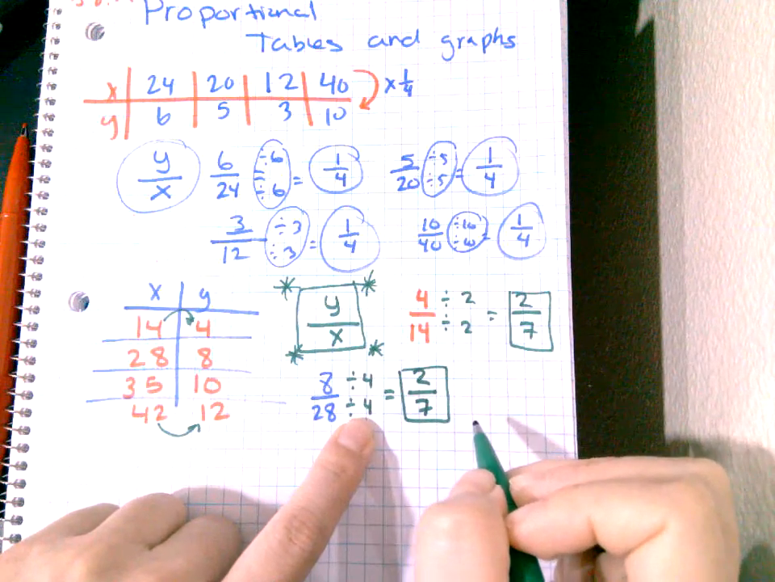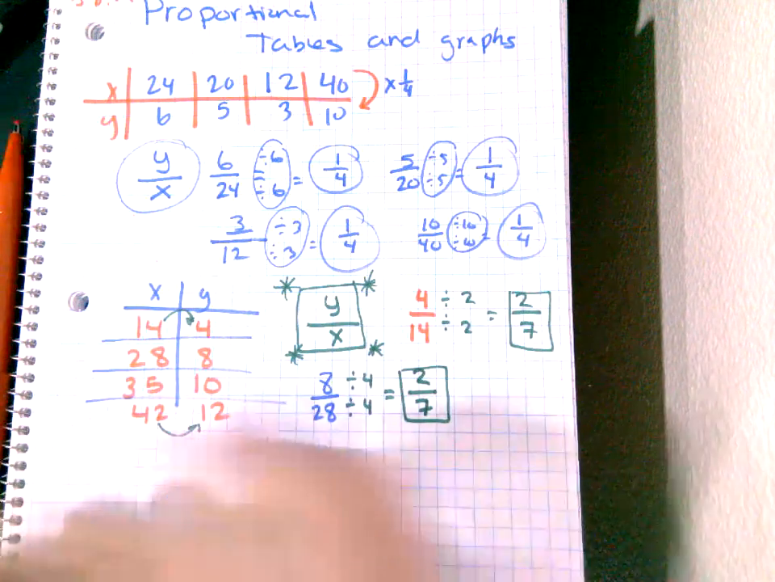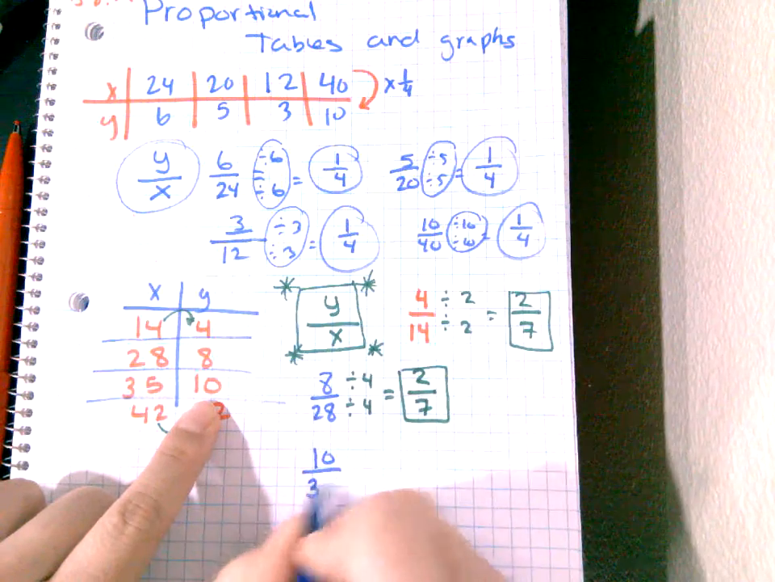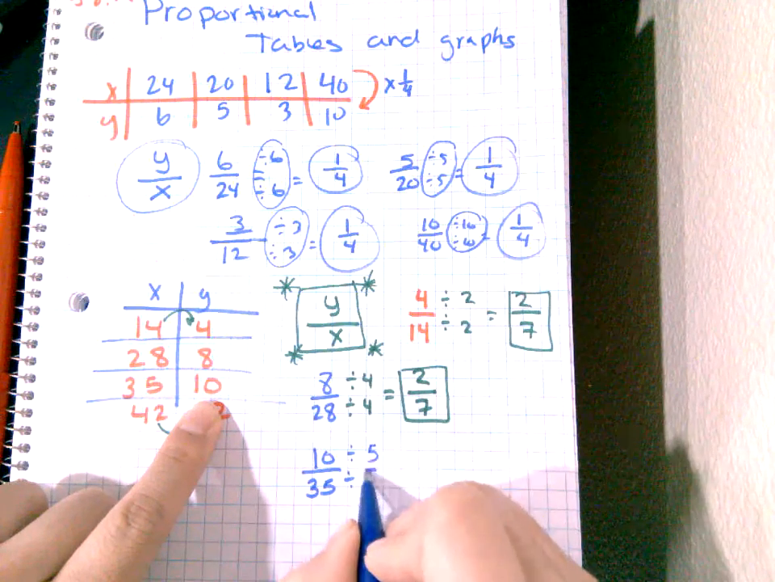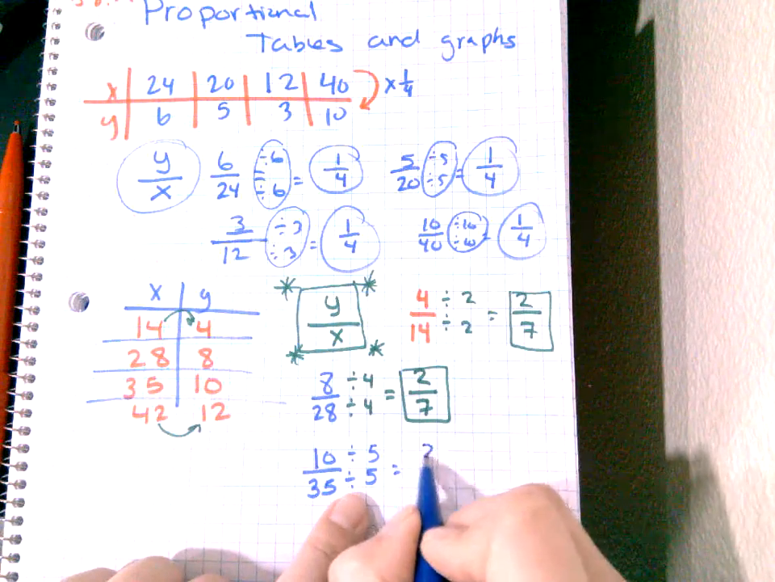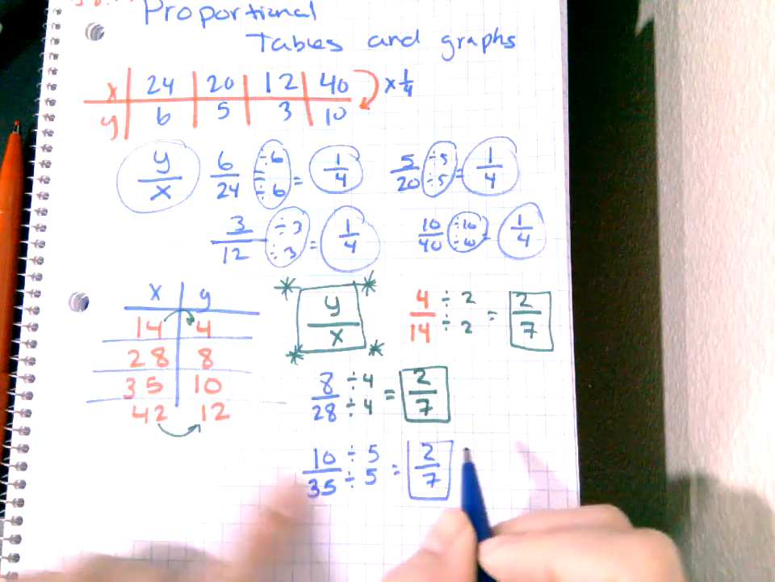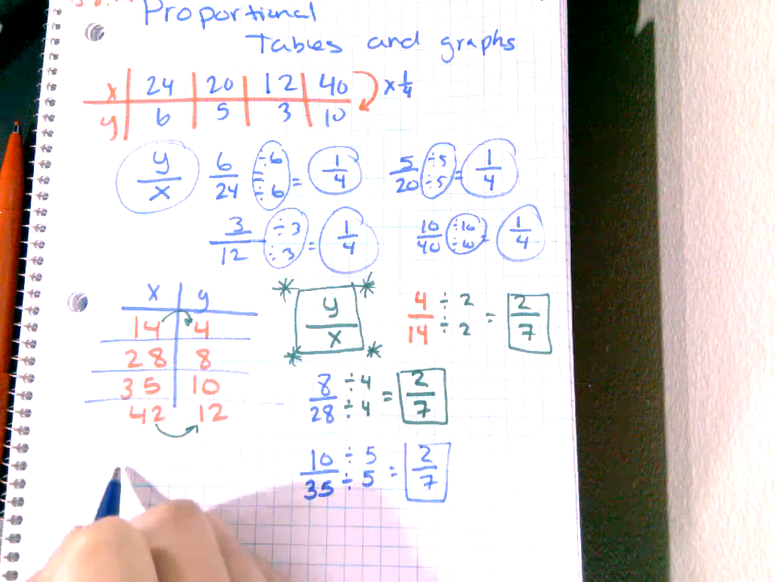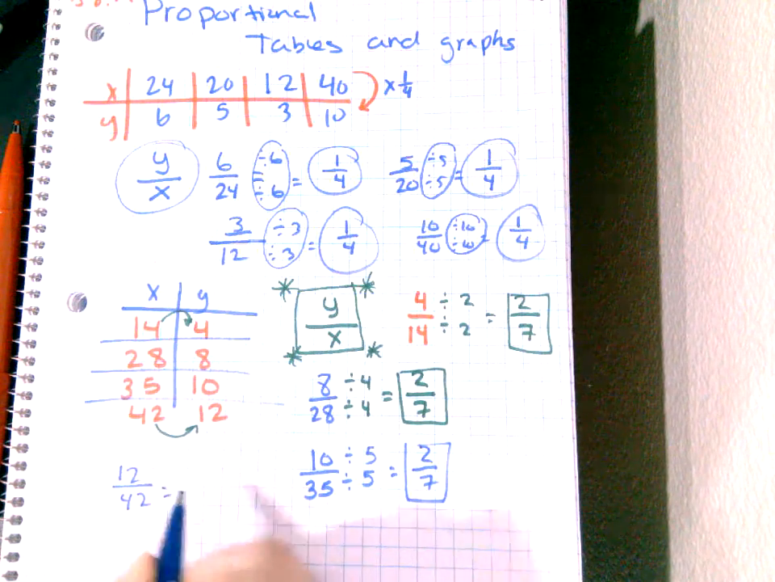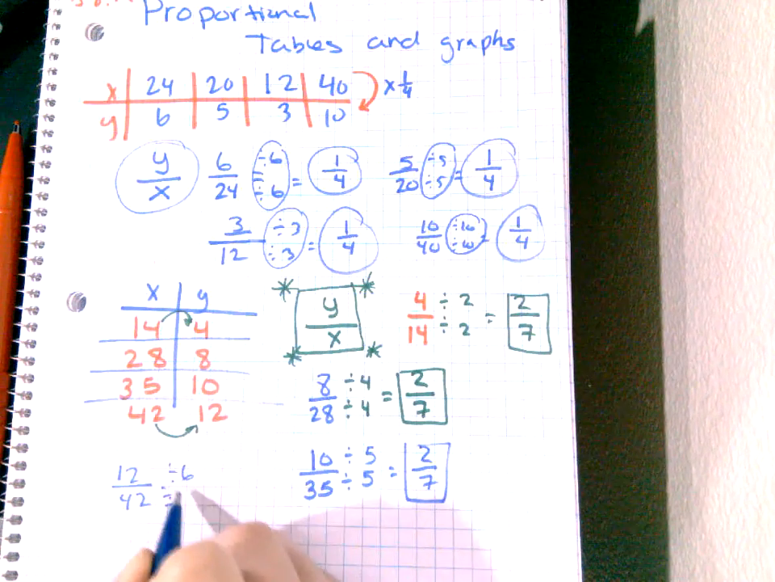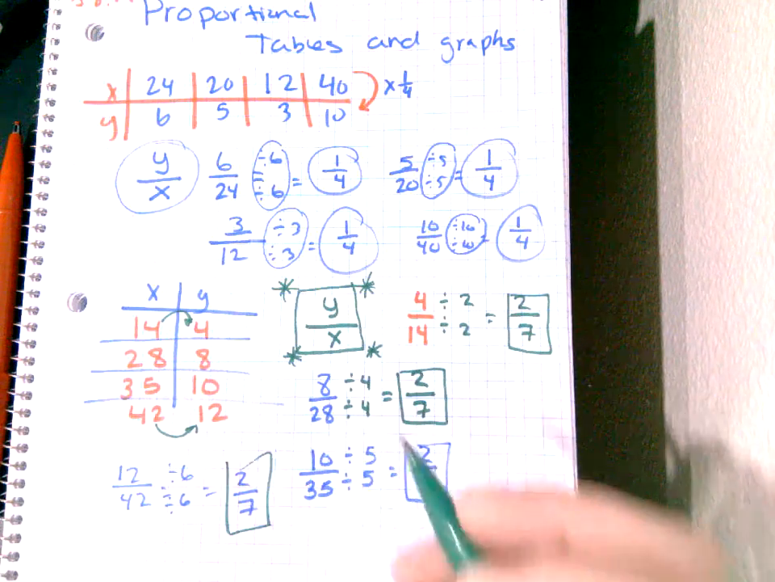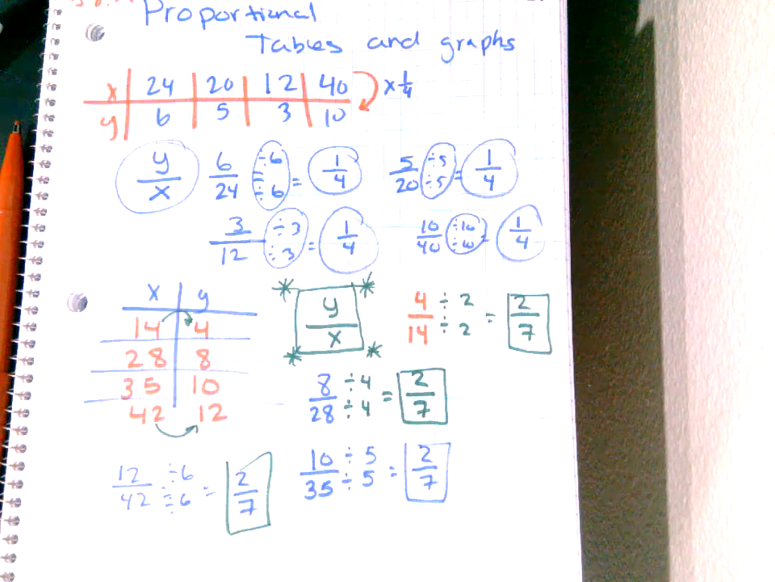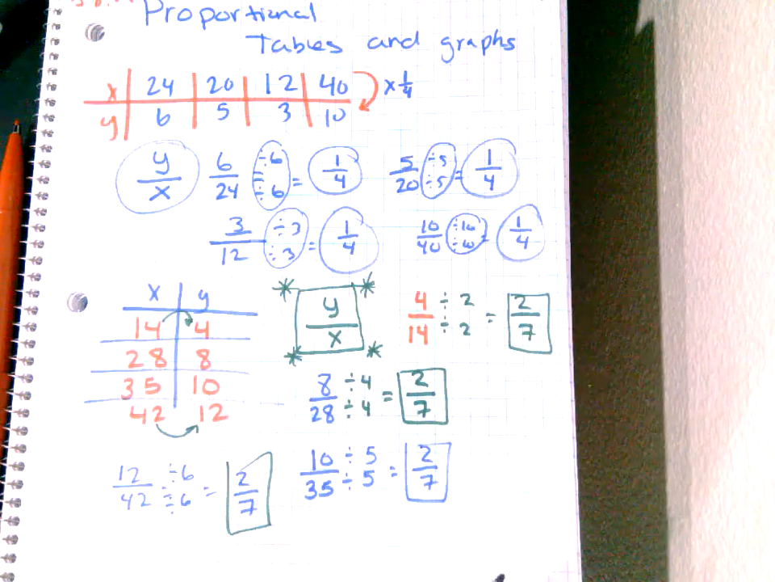Oh. 10 over 35. Divide by 5. 2 over 7. No, it can't be. No. What? Divide by 6. 2 over 7. What? Mind blown. They all simplify down to 2 over 7.